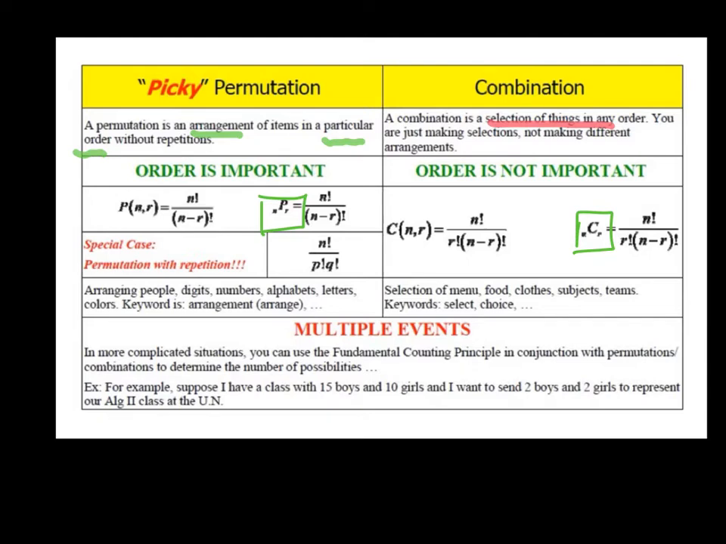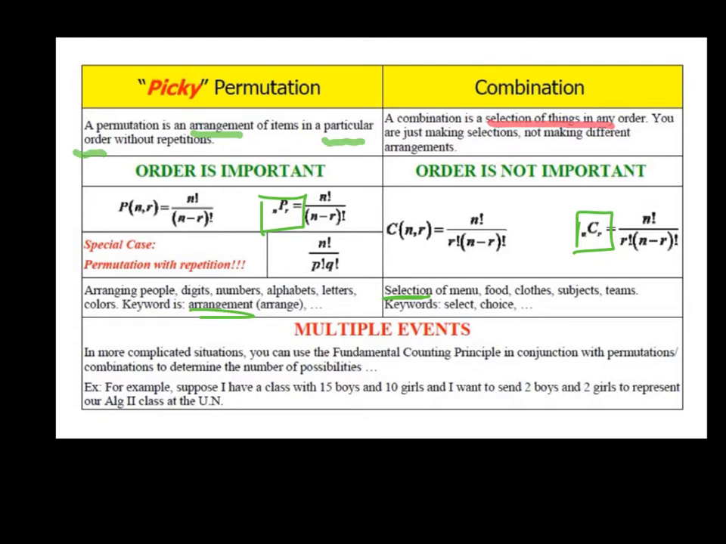But it goes down through there and it says permutations are arranging people, digits, numbers, alphabets, letters, colors, but they're in an arrangement. And combinations is really a selection of something. So when the order does matter or it has to be a certain way, that's usually permutation. And when it's just a selection or you're choosing a number of things, that's usually combination.